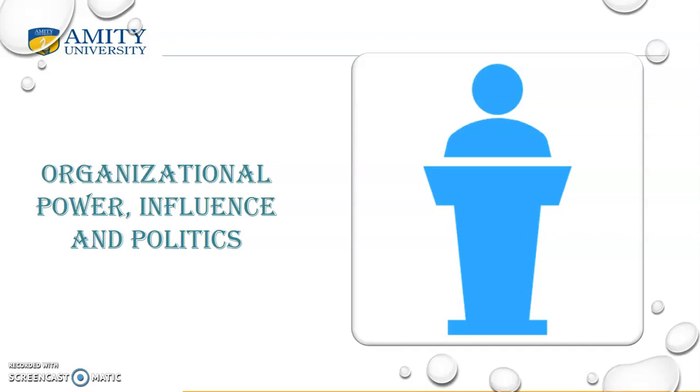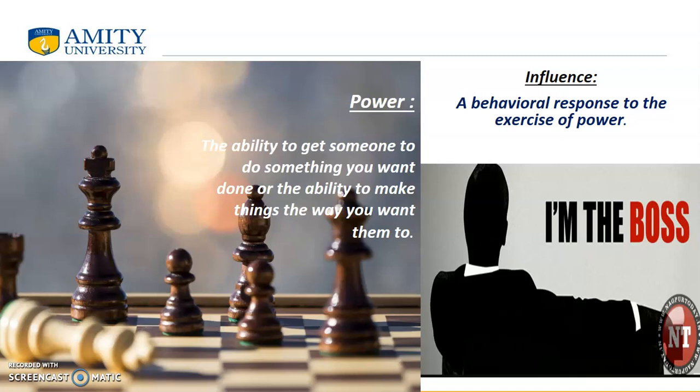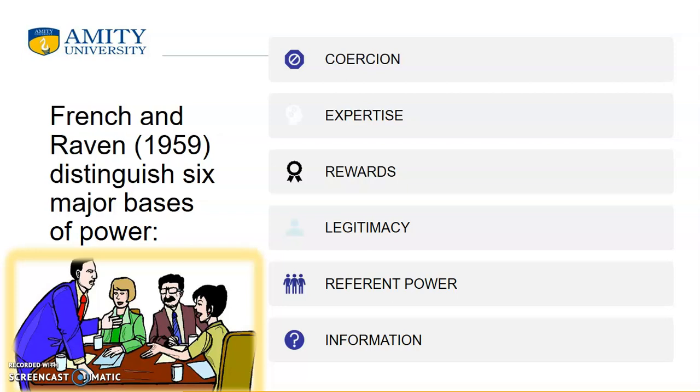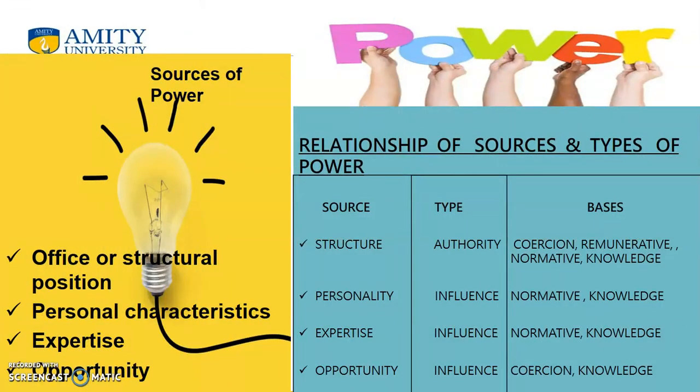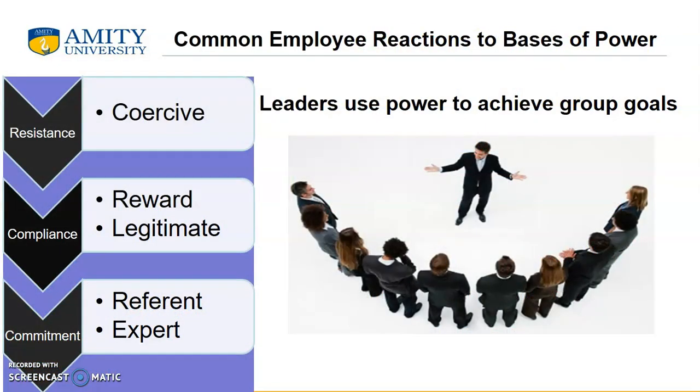Now, organization power, influence, and politics. Power is the ability to get someone to do something you want done, or the ability to make things the way you want them. Influence is a behavioral response to the exercise of power, that is, I am the boss. French and Raven distinguish six major bases of power: coercion, expertise, reward, legitimacy, referent power, and information. The sources of power are office or structural position, personal characteristics, expertise, and opportunity. There are relations of sources and types of power, as per the authority, influence, and the base of various structures. Then there is common employee reaction to bases of power.